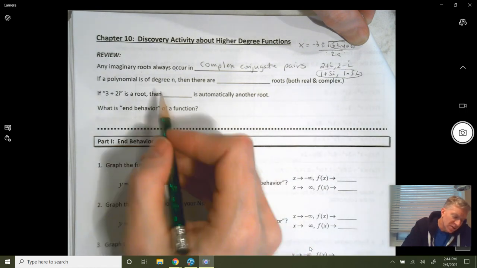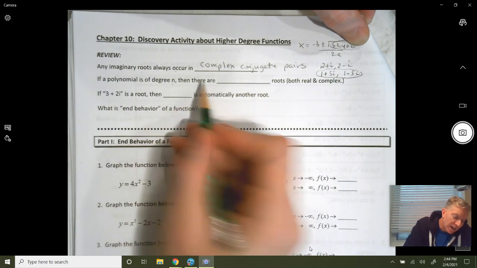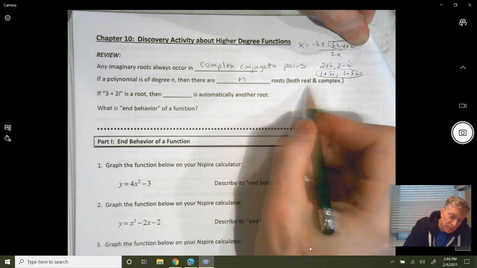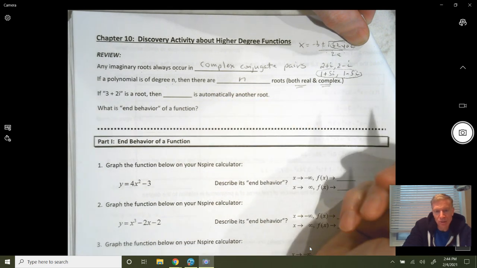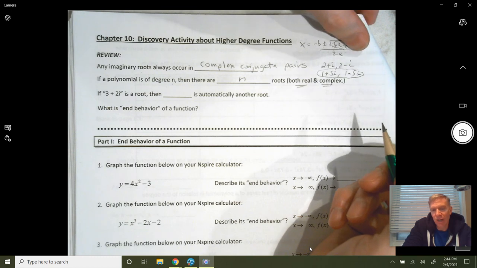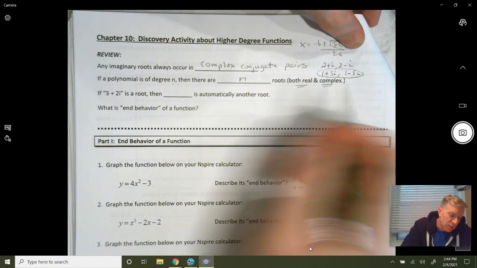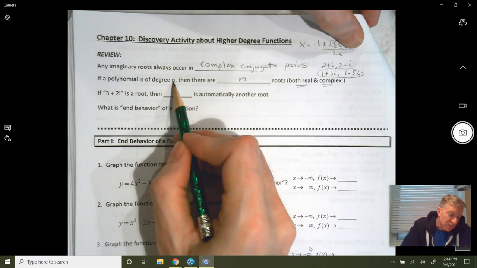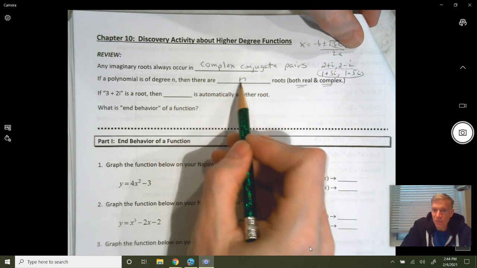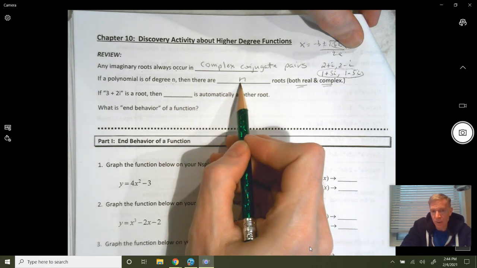If a polynomial is of degree n, there are n roots, okay, including both real and imaginary, also including double roots. If it's a double root, we count that as 2 when we're talking about the degree. So if it's 5th degree, we need to be looking for 5 roots. Some might be real, some might be imaginary.